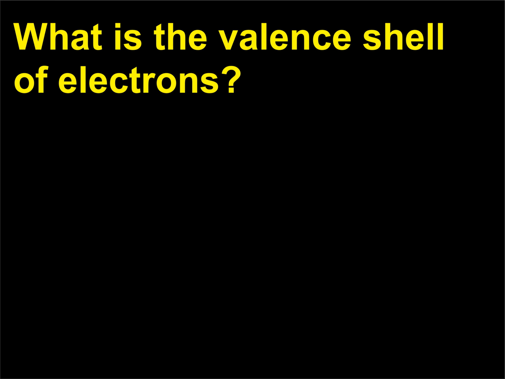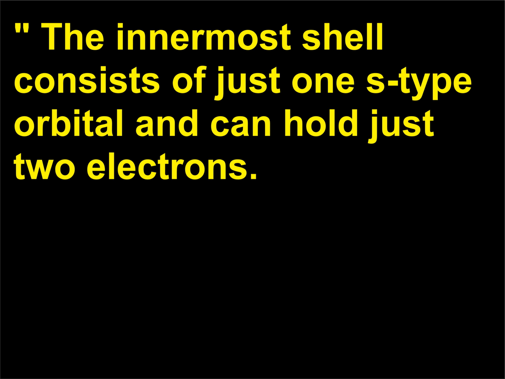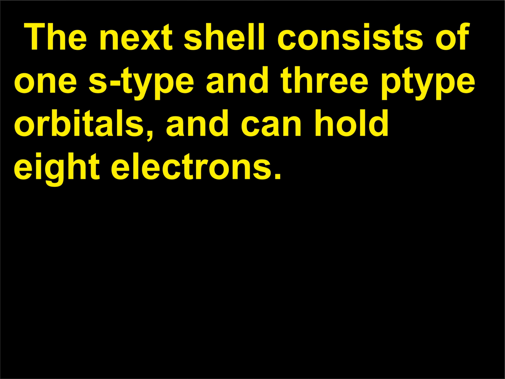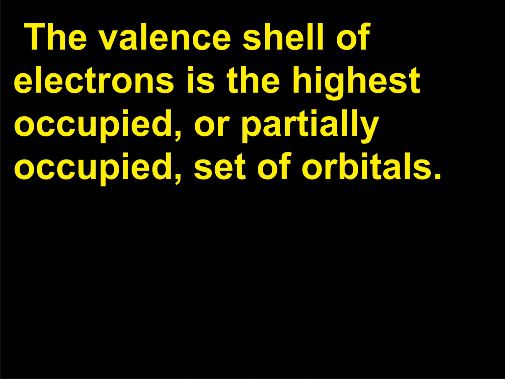What is the valence shell of electrons? Electrons fill up orbitals in shells. The innermost shell consists of just one s-type orbital and can hold just two electrons. The next shell consists of one s-type and three p-type orbitals, and can hold 8 electrons. Higher shells consist of more and more orbitals and can thus hold more and more electrons. The valence shell of electrons is the highest occupied, or partially occupied, set of orbitals.